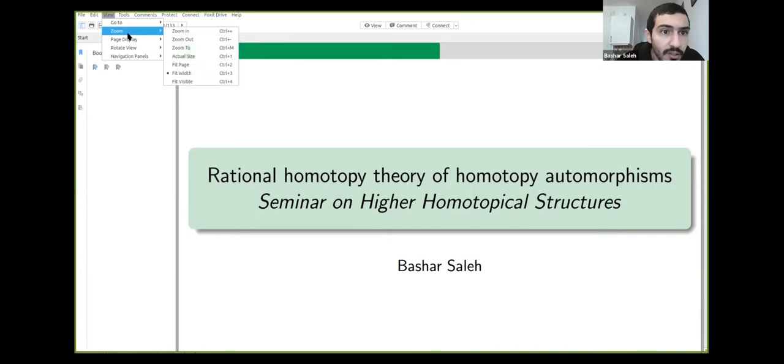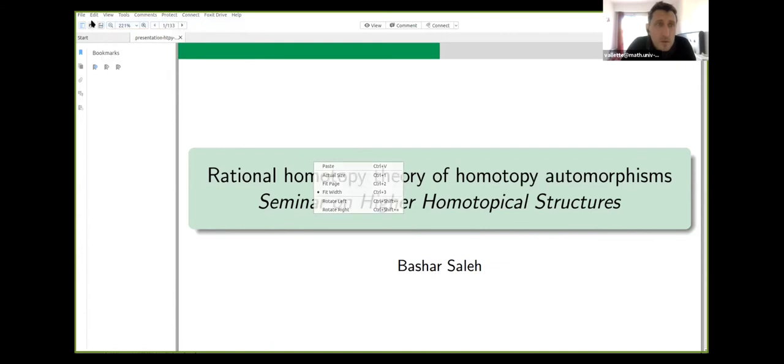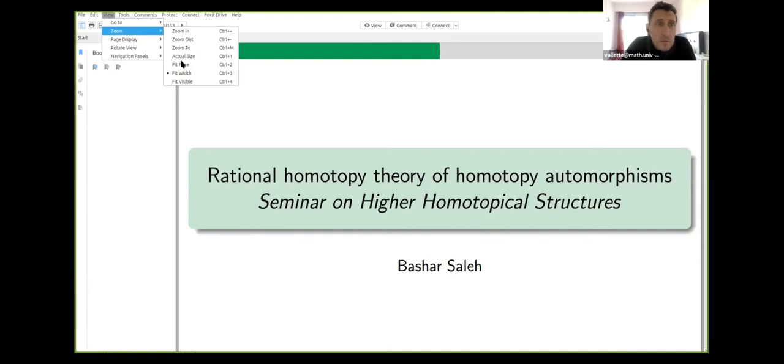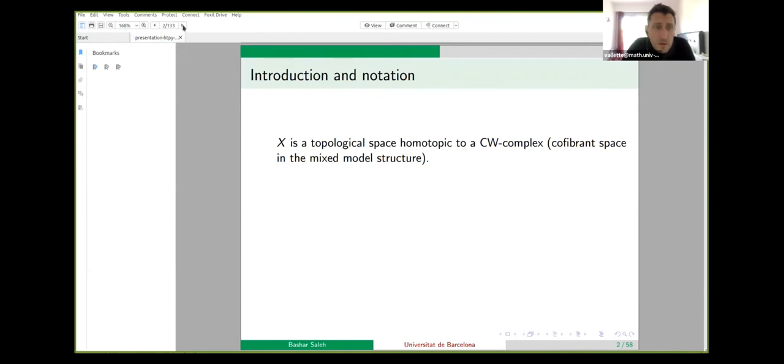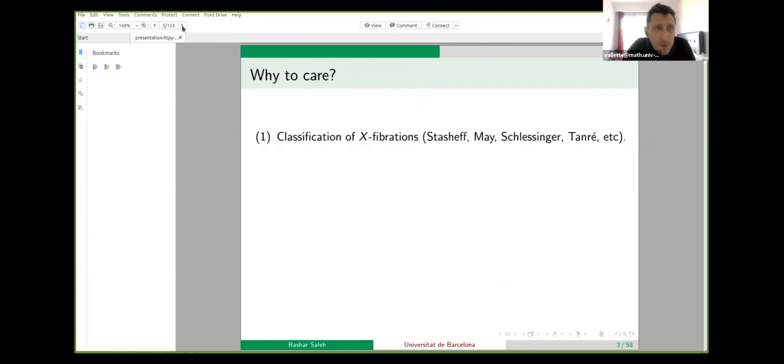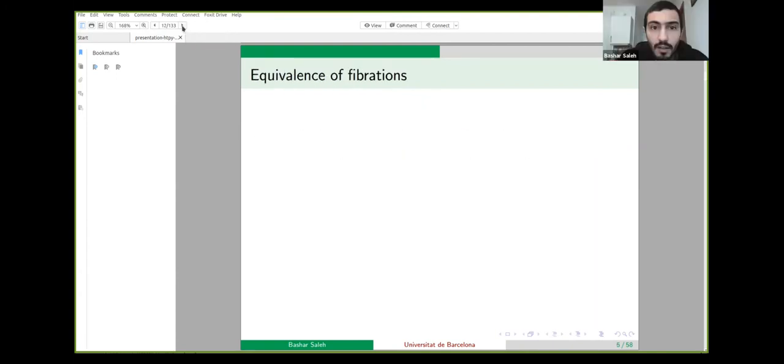Fit visible maybe. Yeah, this is okay. I think we see everything. It's a bit smaller, but we see everything on the screen right now. Okay, let's stick to this. I'm sorry. No problem. Yes, we see Bashar Saleh in Universidad de Barcelona. Okay, so we have everything right now. Thank you.